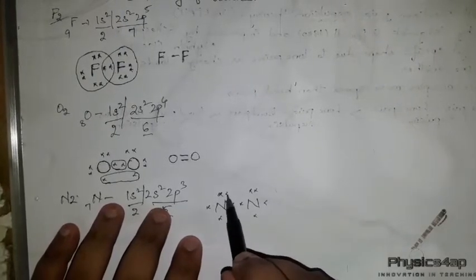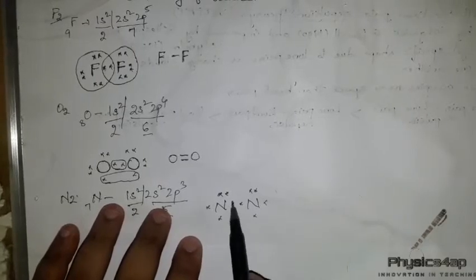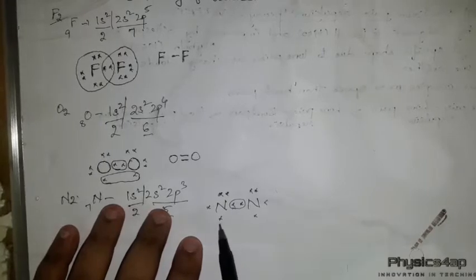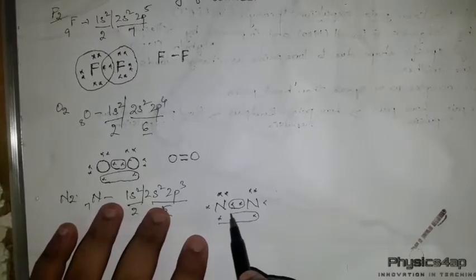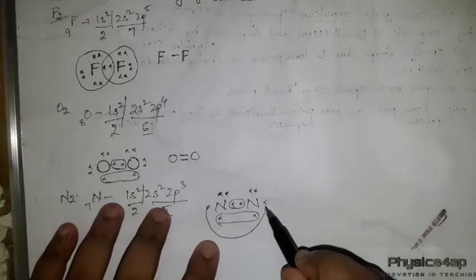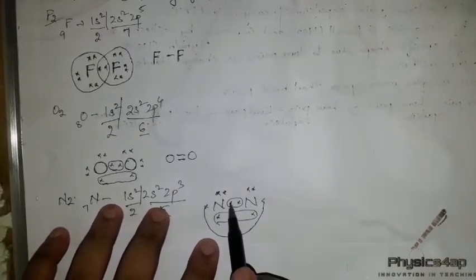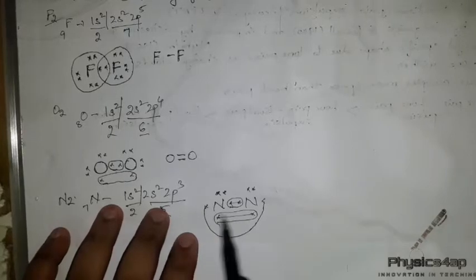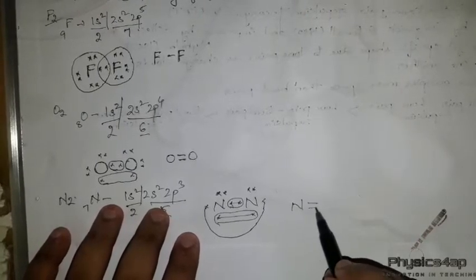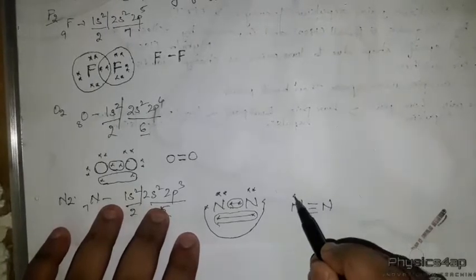See, as the upper electrons are paired, these are called lone pairs. One electron will be shared with another electron, and the other electrons will likewise be shared with each other. That means here one pair of electrons, here one pair of electrons, and here one pair of electrons. That means we have nitrogen as a triple bond.